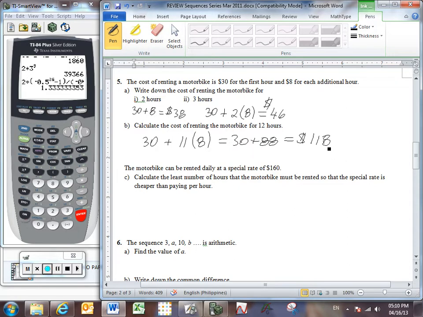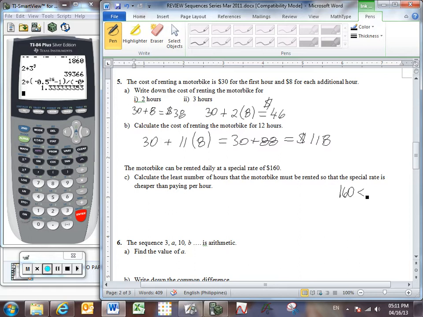So let's move on then to part C. It gives us a different situation, because of course the more hours we rent the motorcycle, the more expensive it becomes. So the motorbike can also be rented daily at a special rate of $160. That's for the entire day, 24 hours. Calculate the least number of hours that the motorbike must be rented so that the special rate of $160 is cheaper than paying per hour.